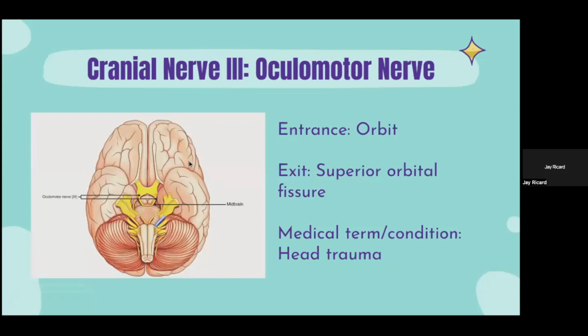Next, cranial nerves 3, 4, and 6 were all tested together. For cranial nerve 3, we have the oculomotor nerve. The entrance is through the orbit and it exits through the superior orbital fissure. And the medical term or condition for this is head trauma.